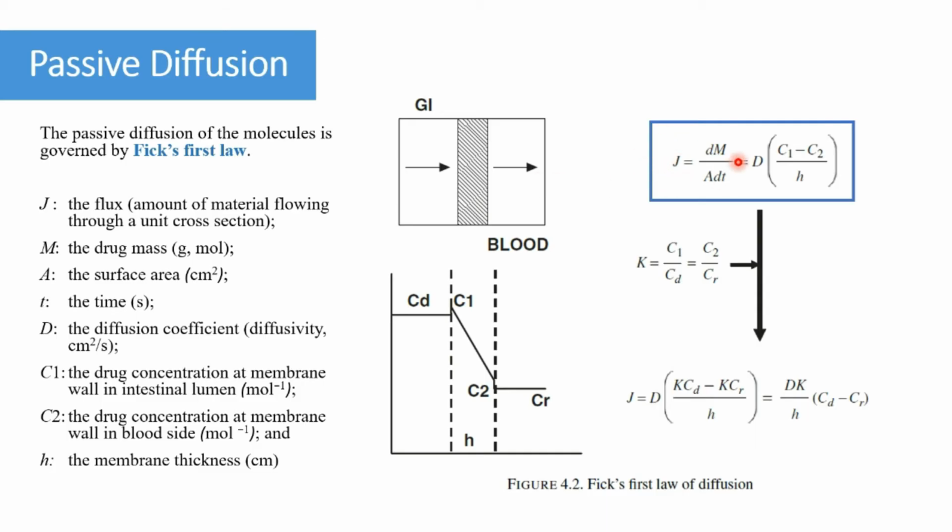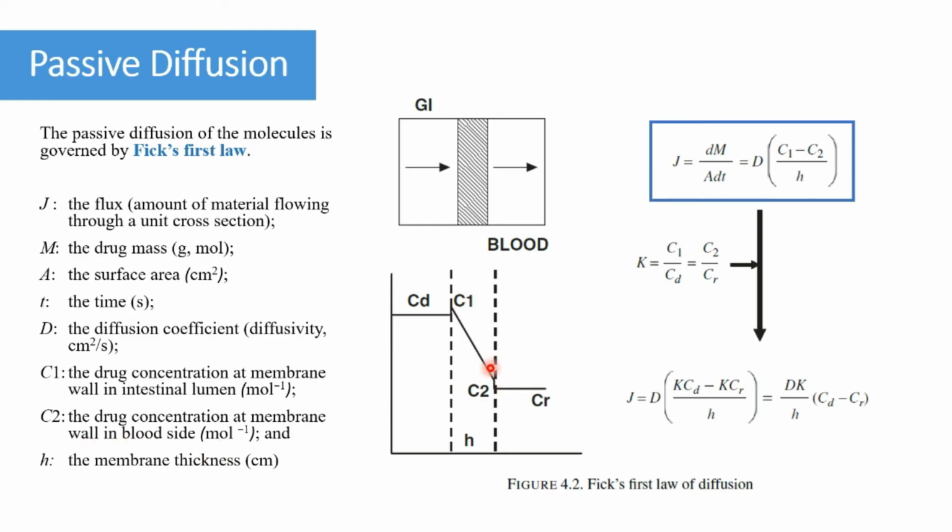So the flux is equal to D. D is the diffusion coefficient or diffusivity. The measurement is centimeter squared per second here. Multiplied by C1 minus C2. C1 is the drug concentration at the membrane wall in the intestinal lumen, and the measurement is per mole, while C2 is the drug concentration at the membrane wall on the blood side.